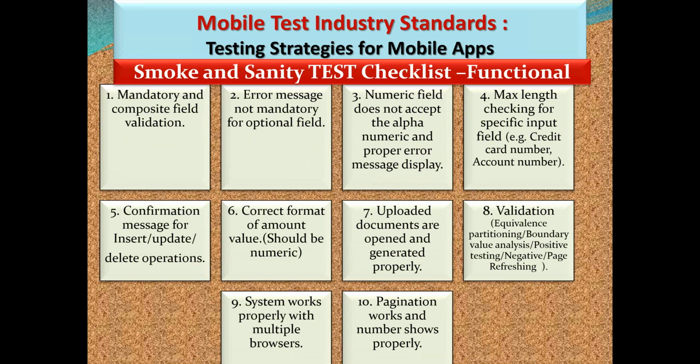Uploaded documents are opened and generated properly. These are for the applications that are supporting different formats for documentation. Where do you get this information? You get it from your spec. Have all these test documents in different formats available. Create documents in different formats and try to open them through your application. So this is a validation. It's more like positive testing, negative, and page refreshing.